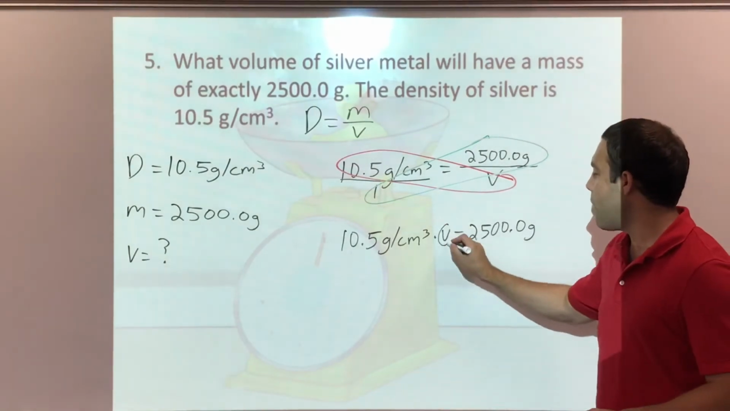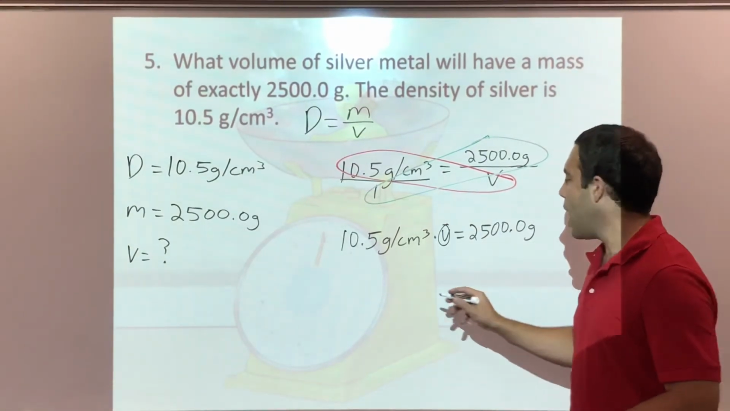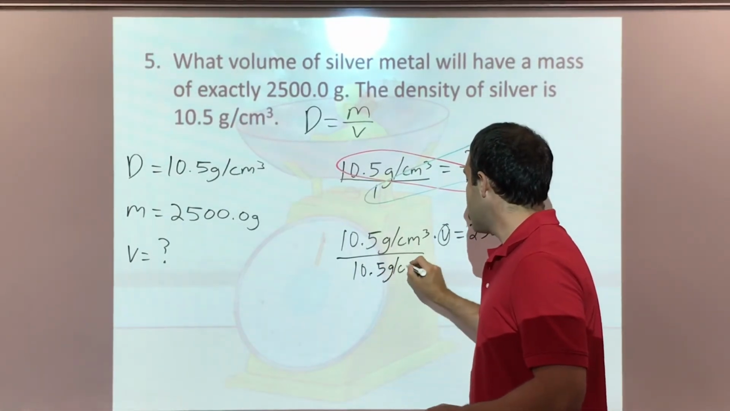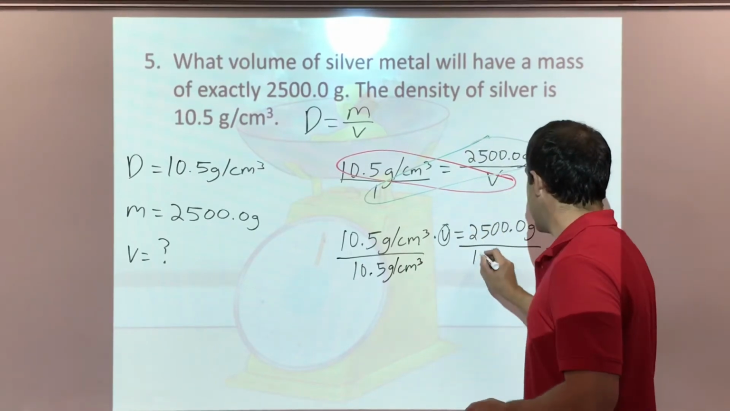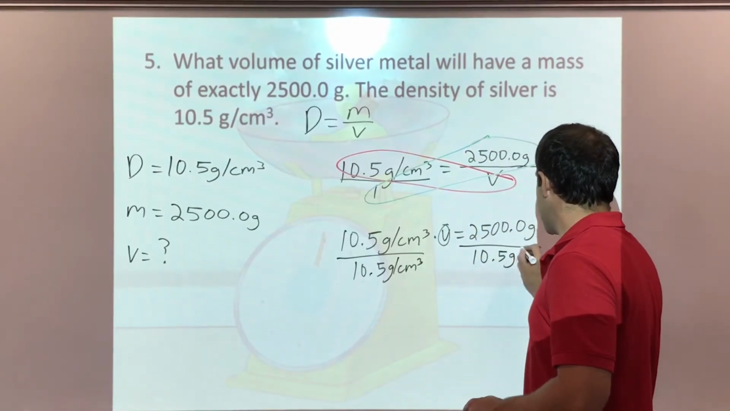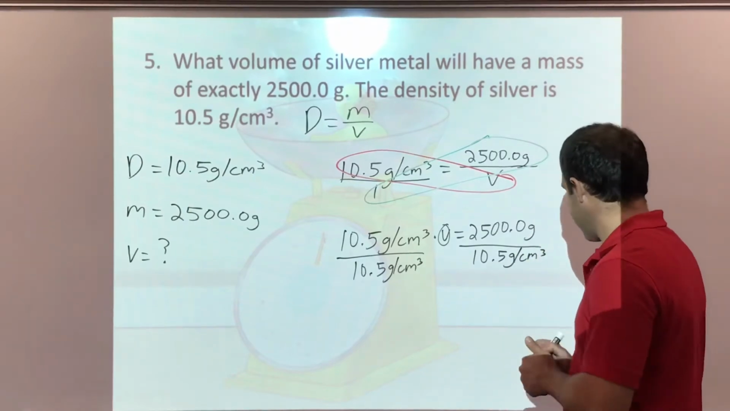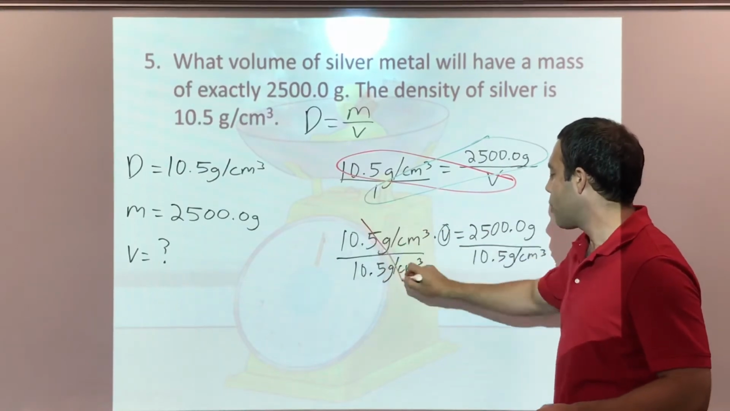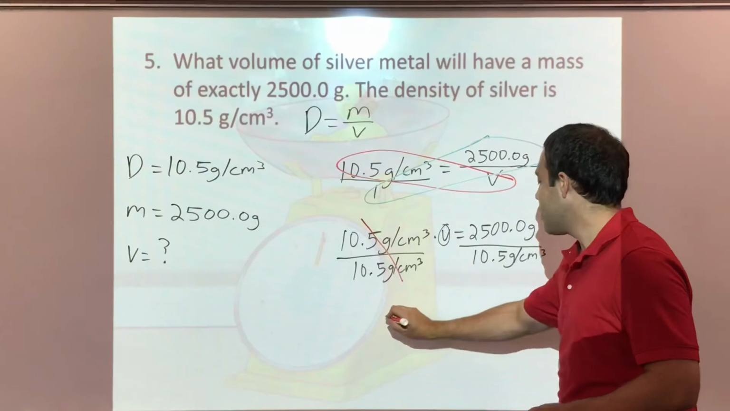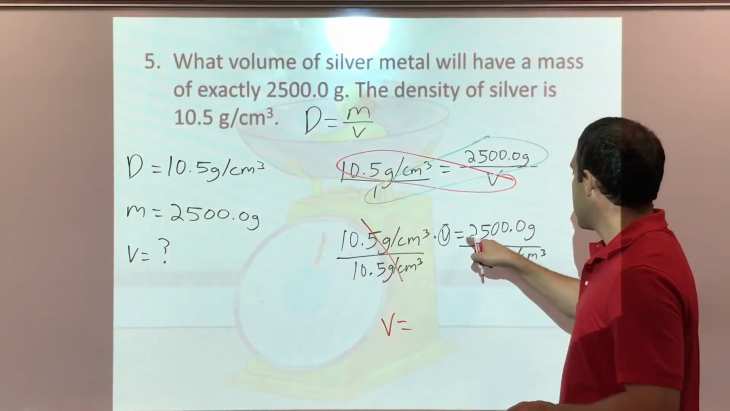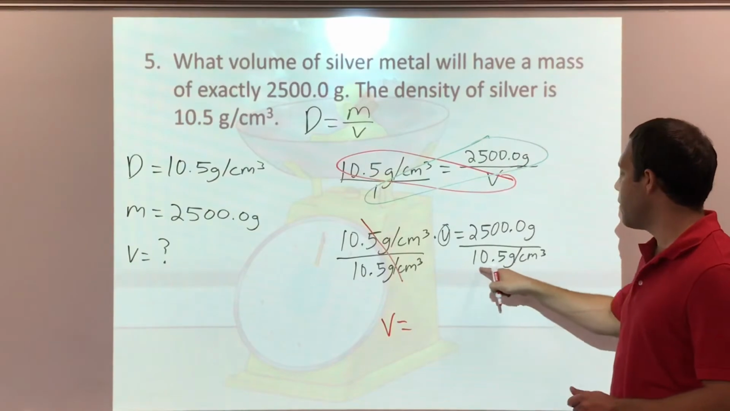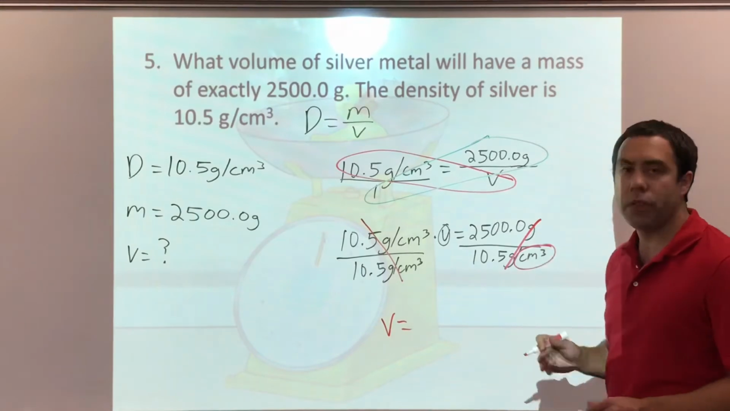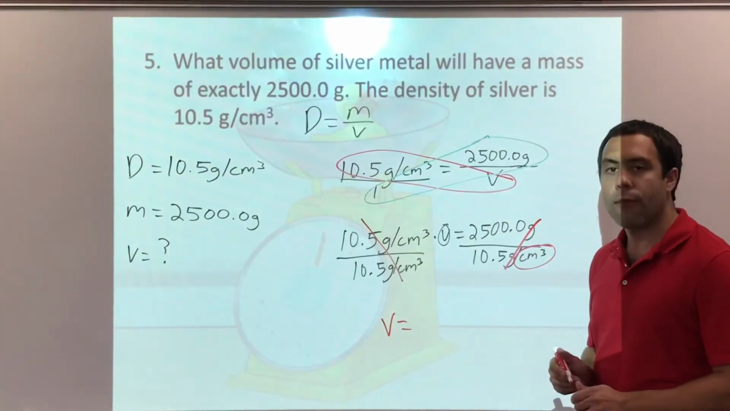Now we're almost done. We want to get this V by itself. So we have to divide both sides by 10.5 grams per cubic centimeter. In this case, the 10.5 grams per cubic centimeter and 10.5 grams per cubic centimeter cancel out. So we're left with V equals 2,500.0 grams divided by 10.5 grams per cubic centimeter. Grams and grams cancel out. We're left with the unit of cubic centimeters, which is exactly what we want for volume.